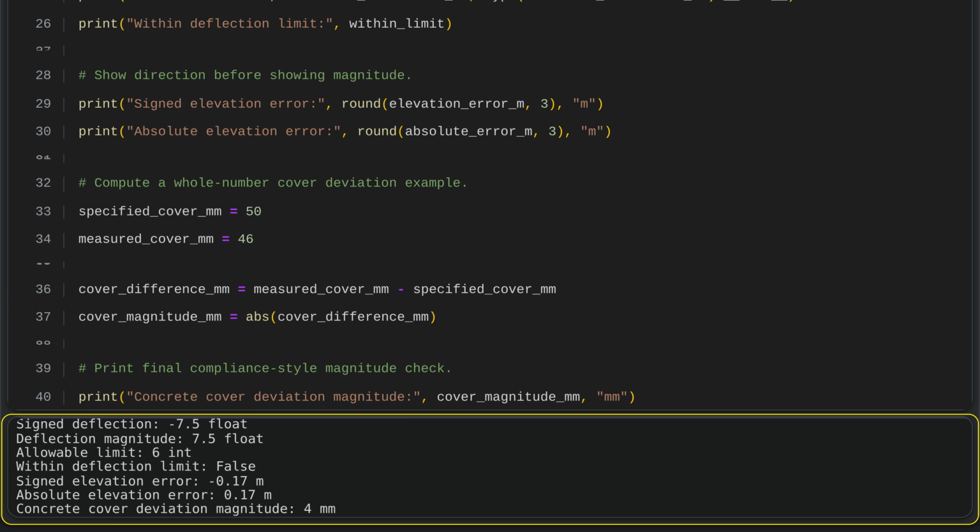This script shows how absolute values help evaluate engineering measurements against limits. It checks whether beam deflection stays within an allowable range, compares surveyed and design elevations using both signed and absolute error, and measures concrete cover deviation from its specified value. The main idea is that magnitude determines compliance, while the signed value still helps indicate direction or context.